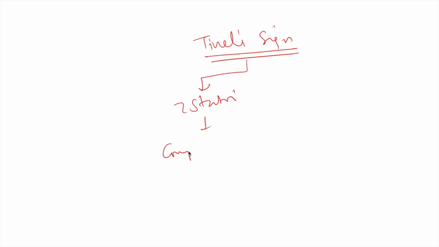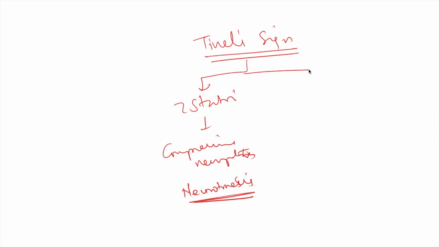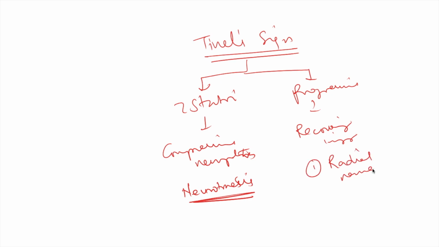Recap. Tinel sign is a very important sign to elicit clinically in many of these patients. We have a static Tinel sign, which could be an indication of a compressive neuropathy, right? Static is a compressive neuropathy, or a neurotmesis, where you have a complete transection of the nerve, right? Whereas you have a progressive Tinel sign in a recovering nerve injury. The most common conditions where you would like to look for a progressive Tinel sign are radial nerve palsy following humerus fracture, and the common peroneal nerve injuries which we commonly see with injuries around the knee joint.